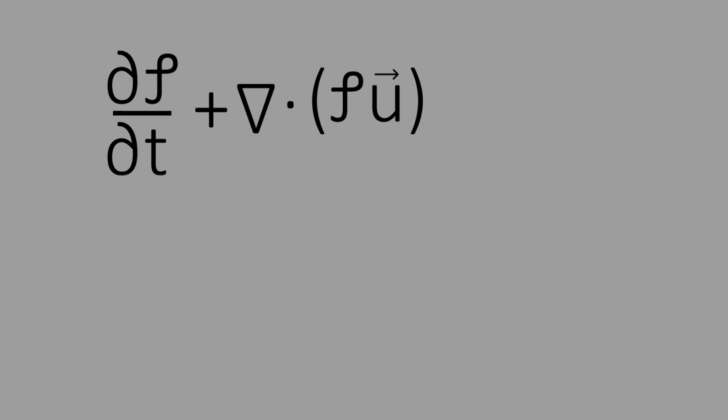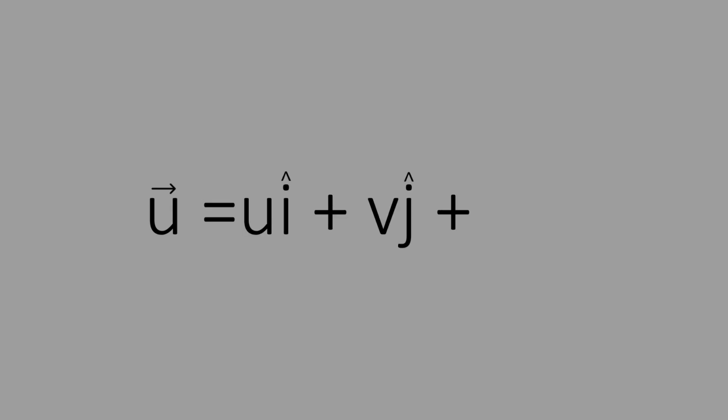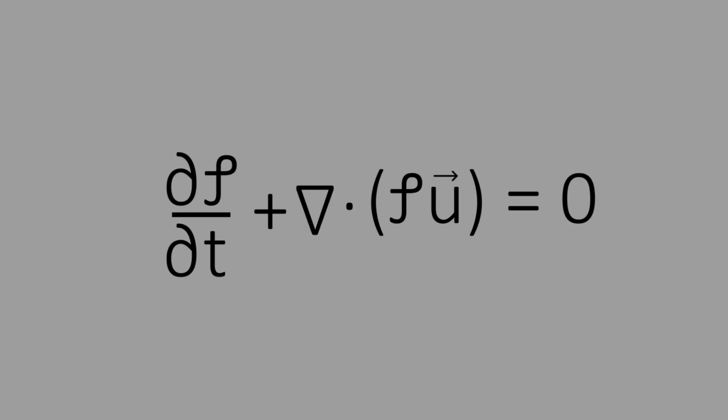Using calculus rules, we can have the terms including motion packed together into a compact form using the divergence theorem, where u is the three-dimensional velocity vector, and we will arrive to the following form.